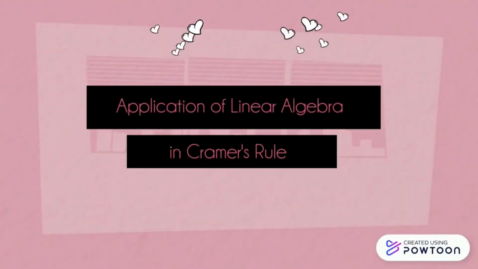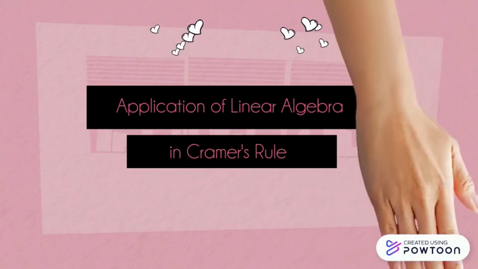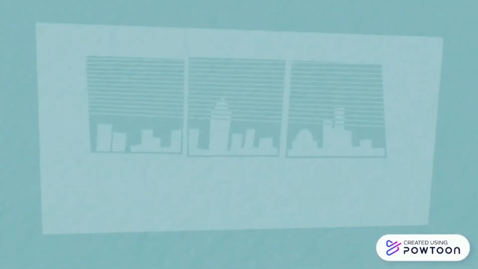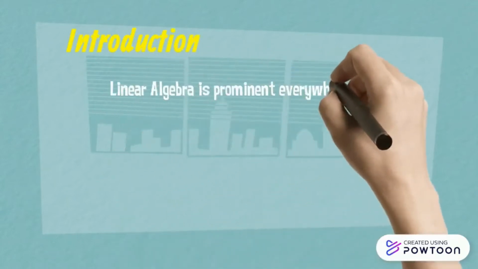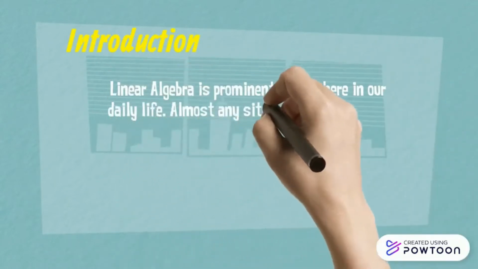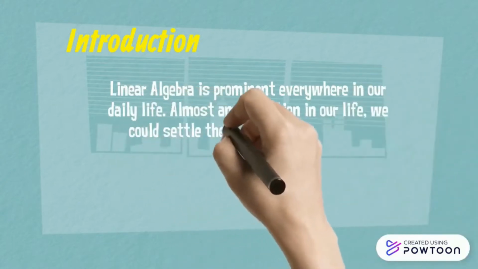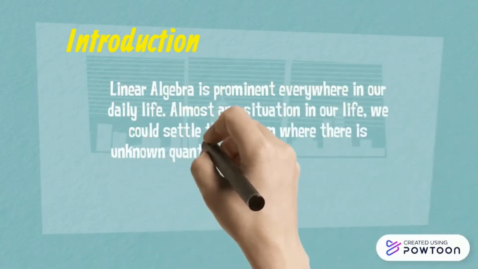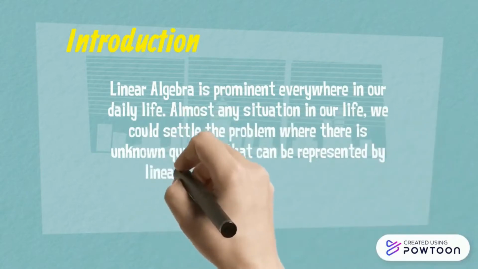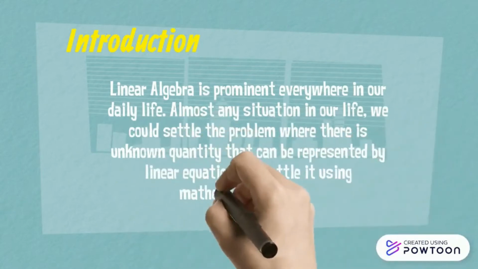Our project title is Application of Linear Algebra in Cramer's Rule. For introduction, linear algebra is prominent everywhere in our daily life. Almost any situation in our life, we could settle the problem where there is an unknown quantity that can be represented by a linear equation and settle it using a mathematical method.